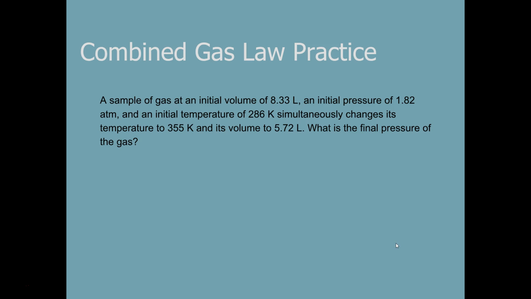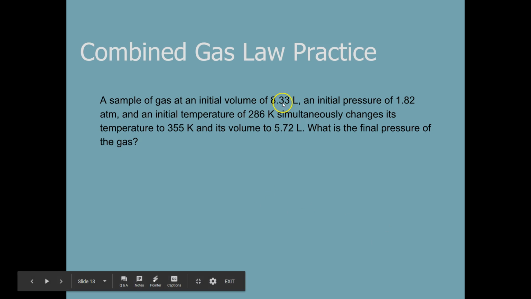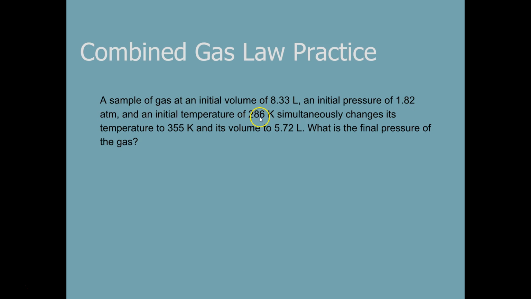So here's an example. We have a gas at an initial volume of 8.33 liters, an initial pressure of 1.82 atmospheres, and an initial temperature of 286 Kelvin. Simultaneously, its temperature changes, so we see a temperature increase and its volume changes accordingly, and we see that the volume actually goes down. What's the final pressure on the gas?